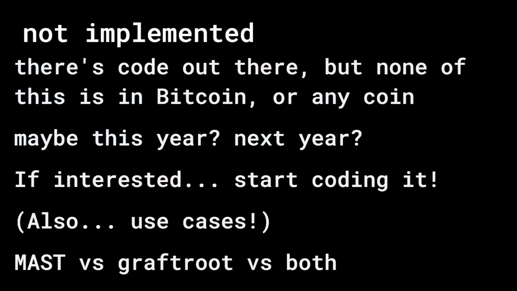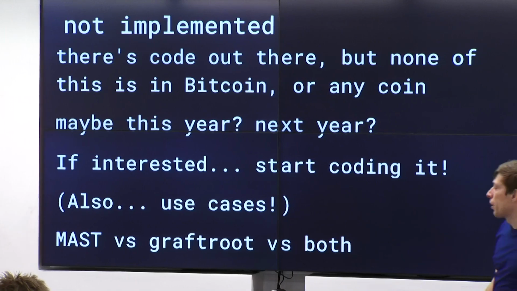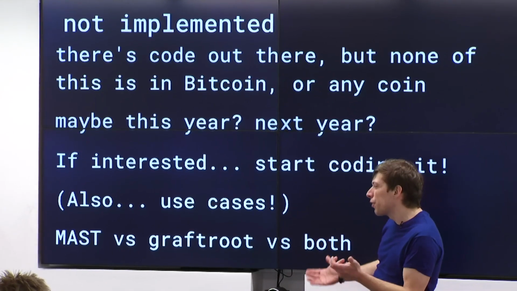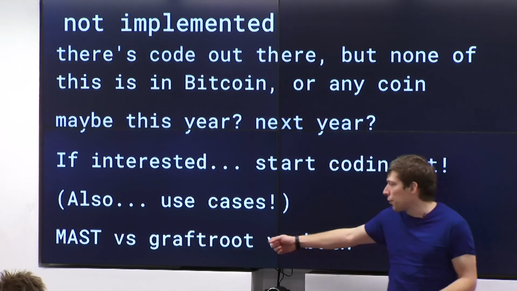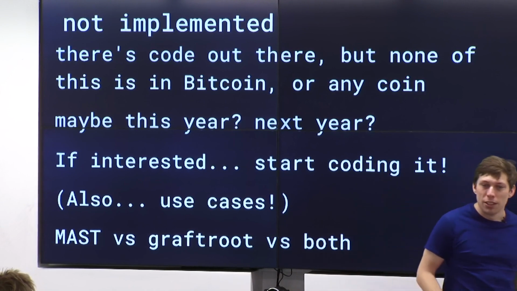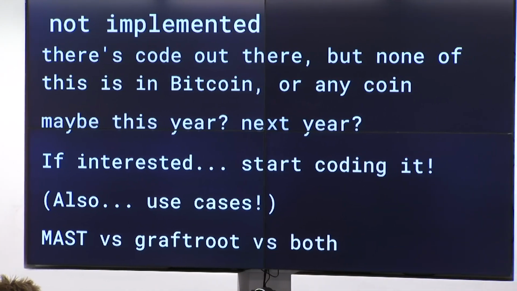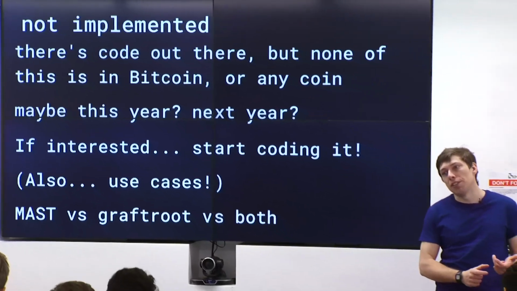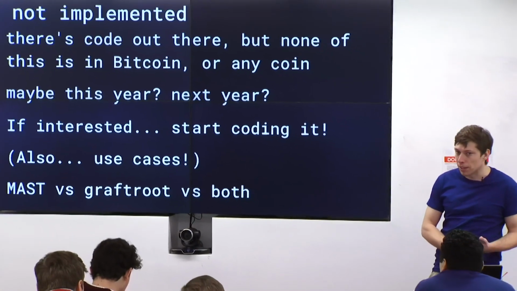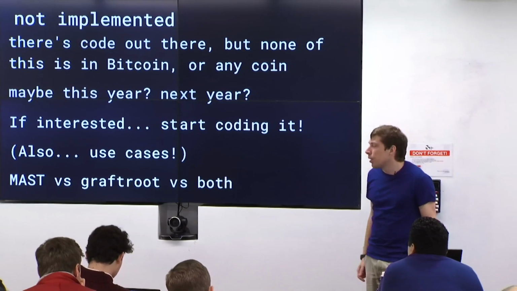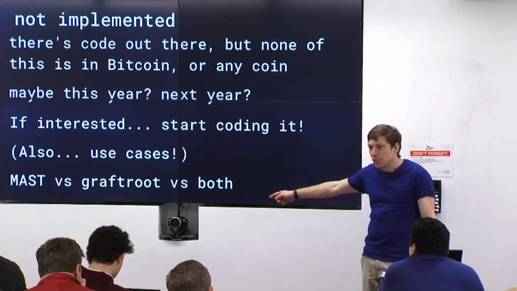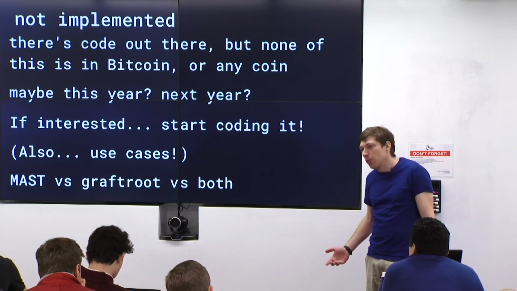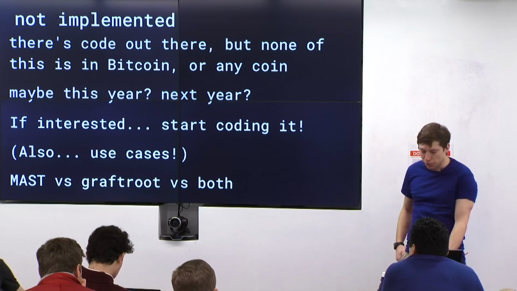Like, okay, what do we do with this? This is kind of cool. You can make all sorts of weird smart contracts, but what are some real world use cases? There's also sort of argument, okay, MAST versus Graftroot versus both. Well, if you have Graftroot, do you really need MAST anymore? Right? Instead of this big Merkle tree, you just have the signatures endorsing the leaves. So it sort of seems better scalability there. But Graftroot's interactive, so maybe you still want MAST, maybe you have both. There's all sorts of debate on this.